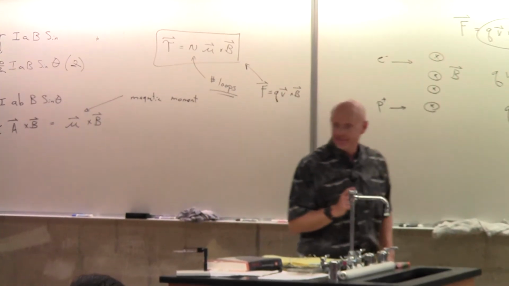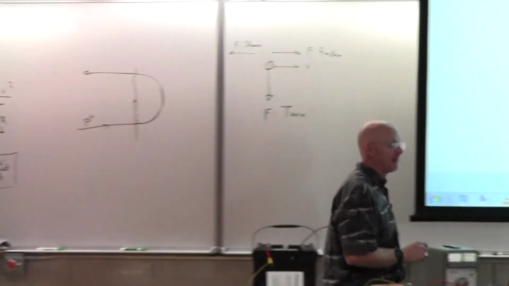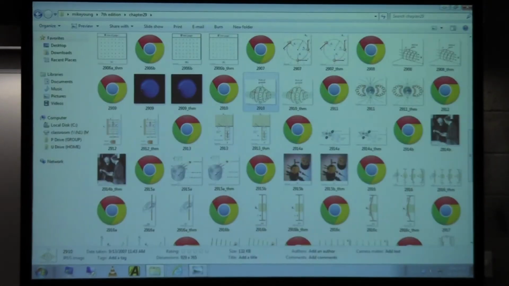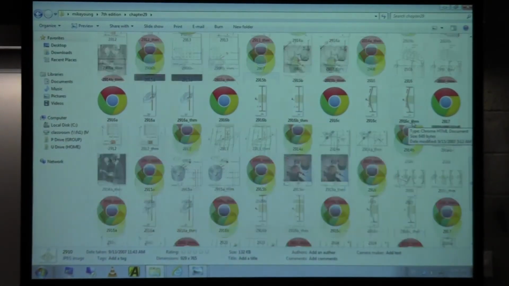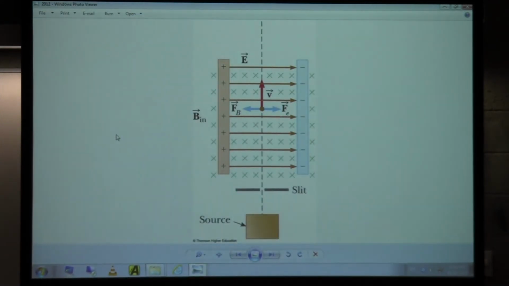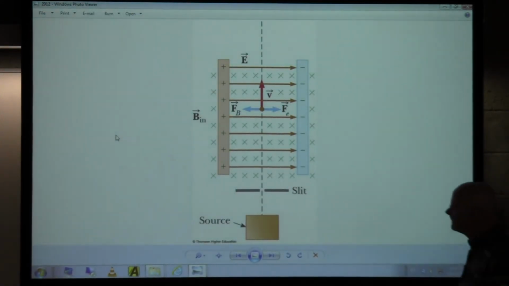Shall we add to this? All right. One more. What if I built something like this?